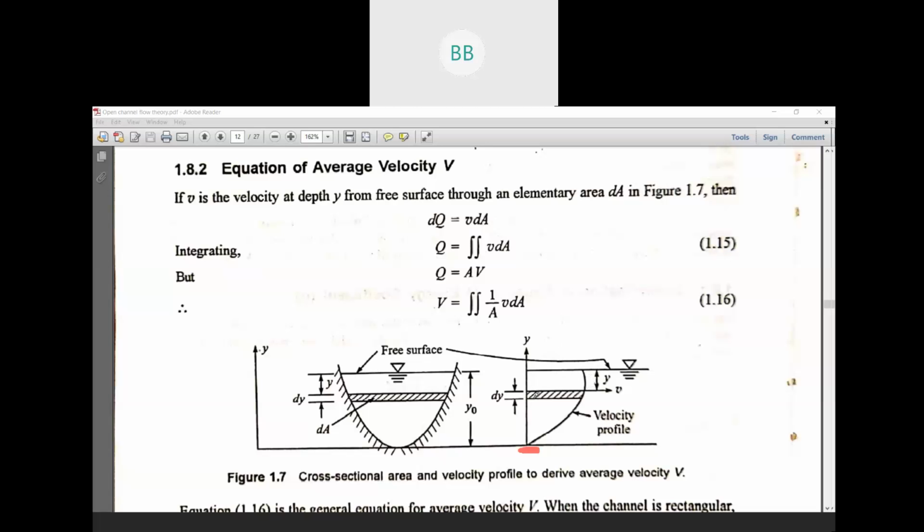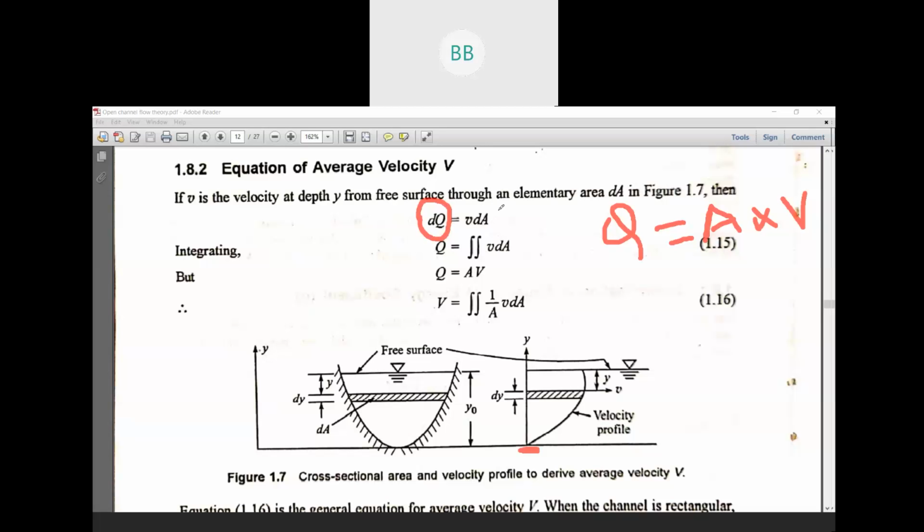This is the small elementary area we are talking about, and dy is the depth of flow for that area, which is y distance from the free surface. Here we first have to consider the discharge. We know discharge is equal to area into velocity. Now we find the discharge for that small elementary area, dq, by multiplying area into velocity. This small v is the velocity inside that area, and we multiply by dA, so we get the discharge dq.